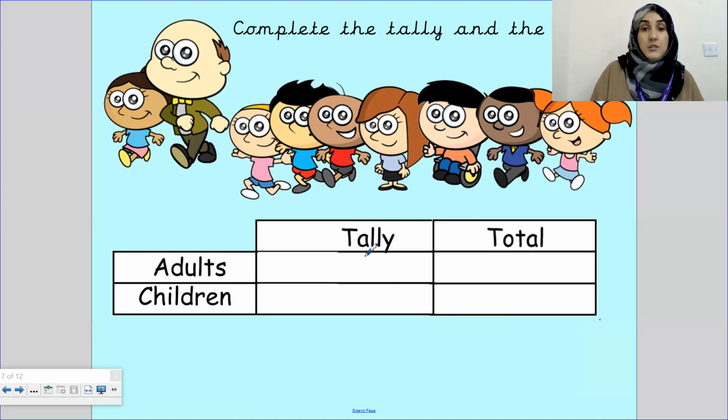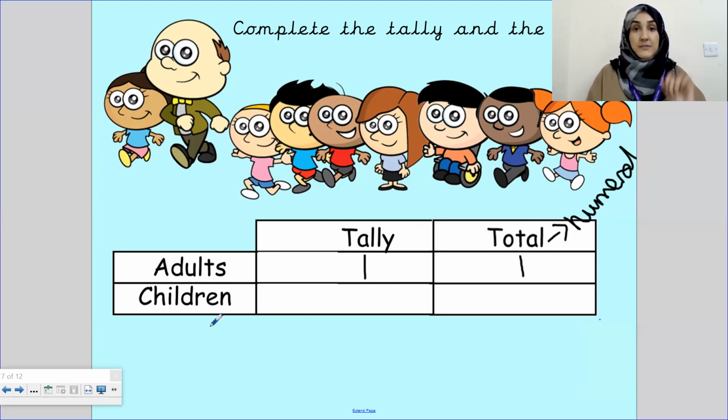There is one adult. So I'm going to put 1 tally mark and the total is 1. When it says the total, that means we're actually writing the numeral, okay? And when it says tally, we are doing the tally marks. So the little lines. So the total is the number or the numeral. Okay, I'll write it here. Numeral. Okay, now how many children are there? Pause the video here and have a quick count.